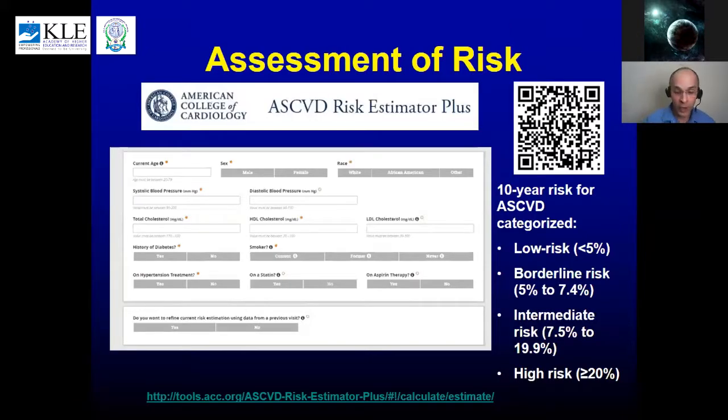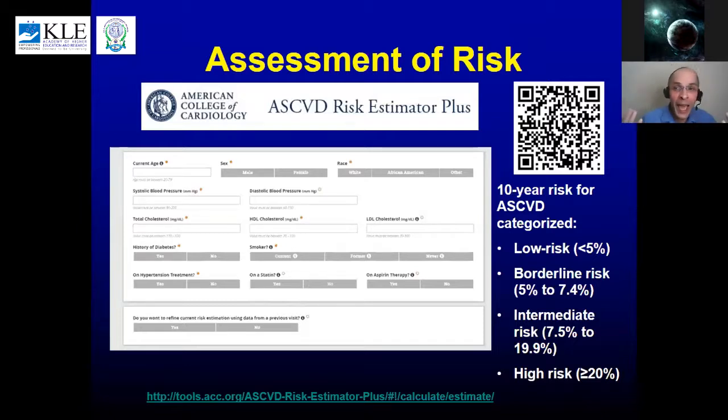So to get to that, you can find this risk assessment free online. I gave you the QR code. So if you have a smartphone, you can just shine your camera on the QR code, and it'll pop up the website right away to give you the risk estimator.